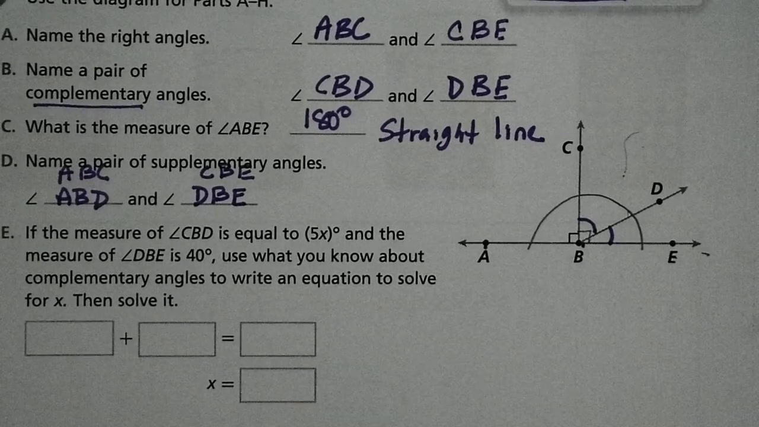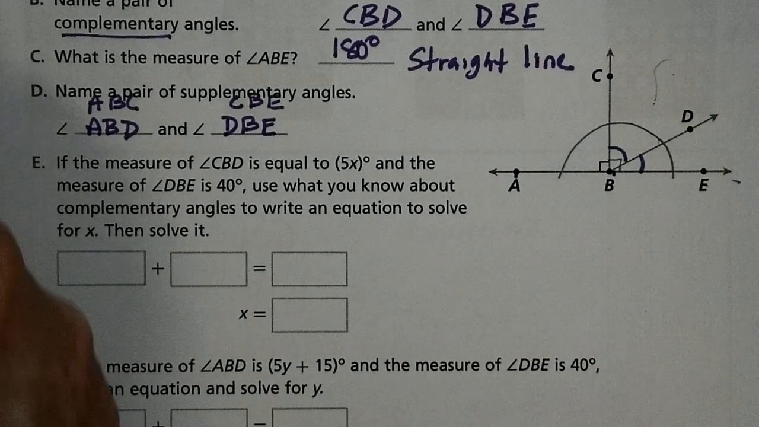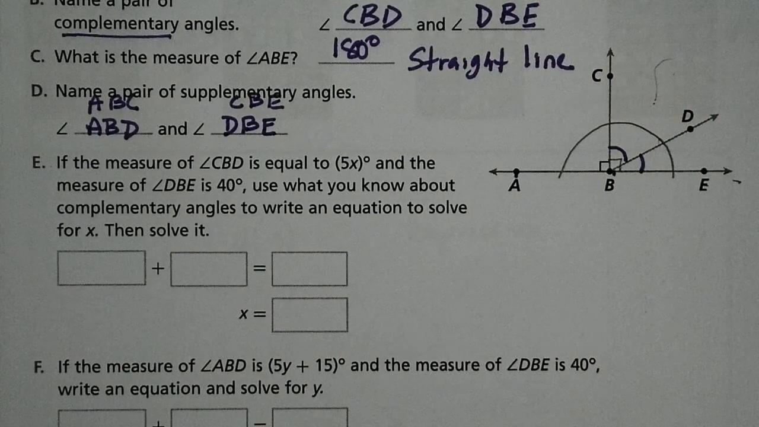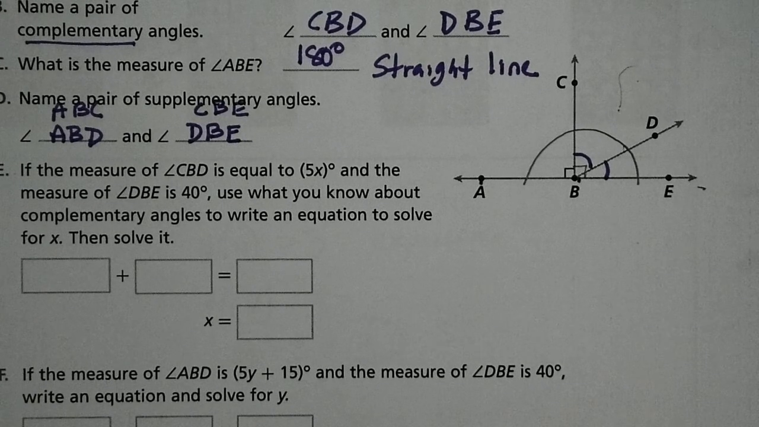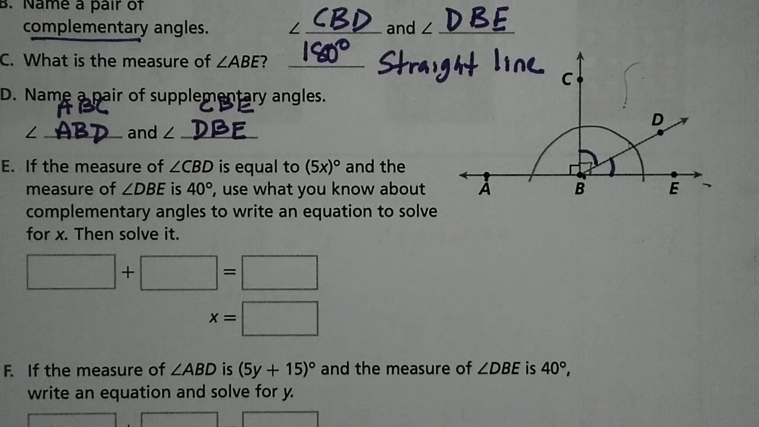Okay? All right, so then E says, if the measure of CBD is 5x and the measure of DBE is 40, use what you know about complementary angles to write an equation to solve for x.